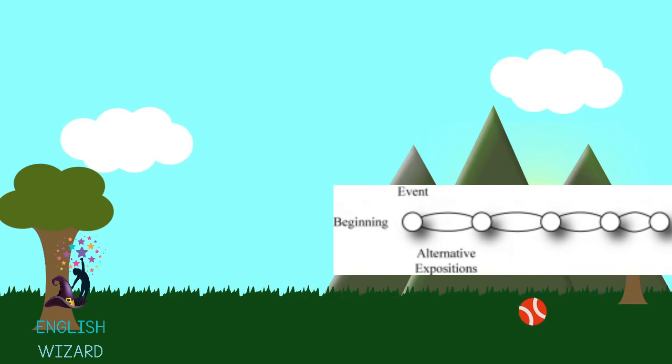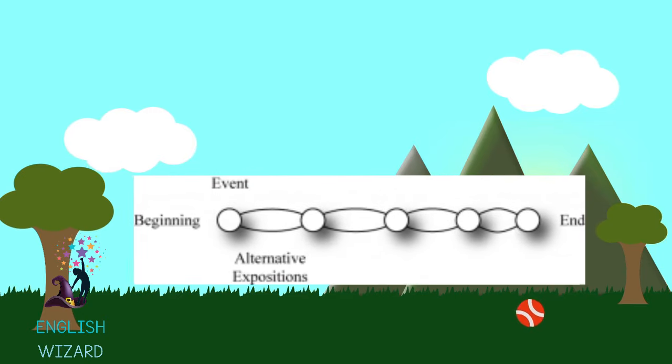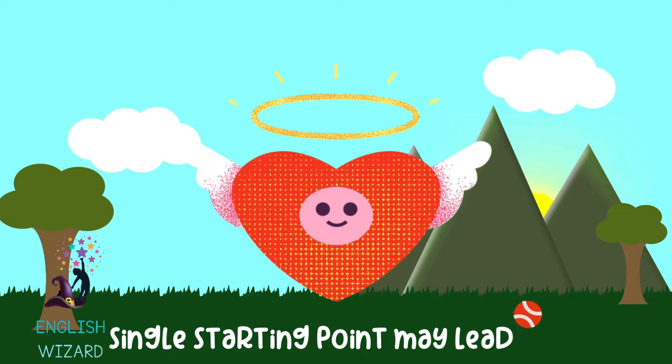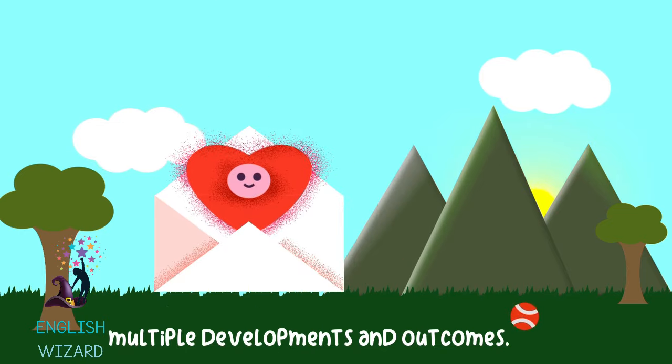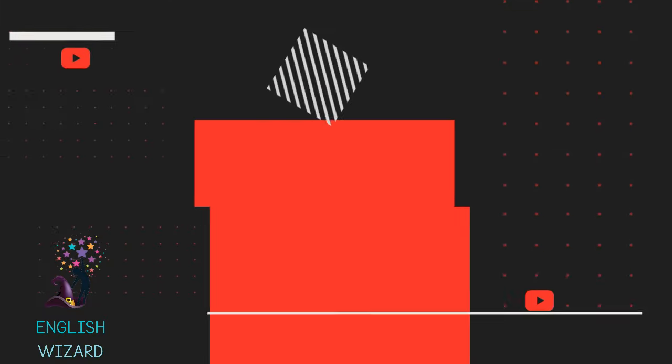The third is interactive narrative. An interactive narrative is one which is composed with a branching structure, where a single starting point may lead to multiple developments and outcomes.